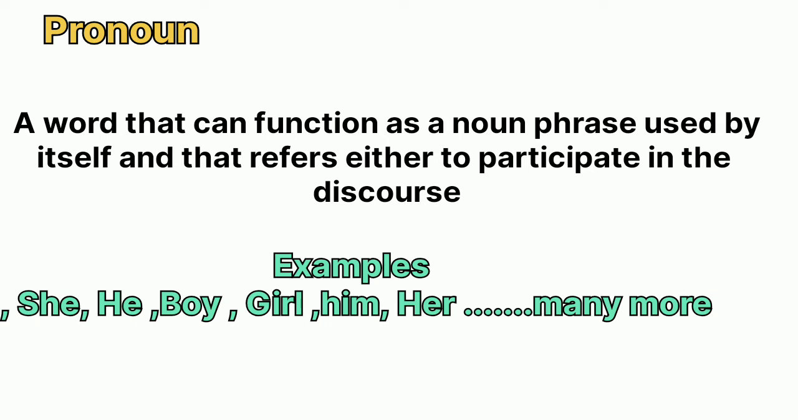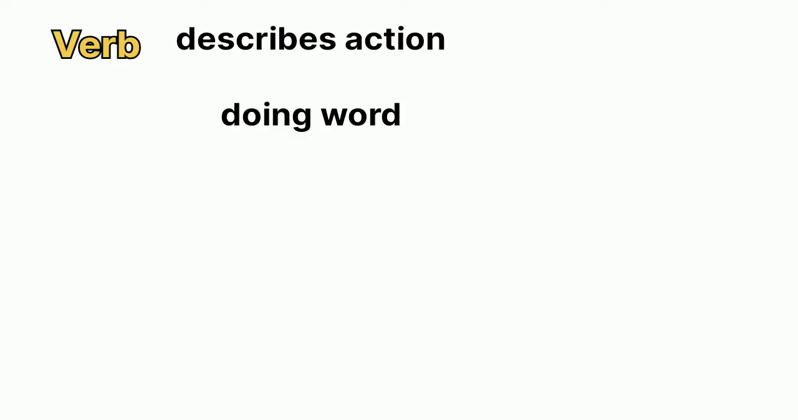Now we are going to the verb. What is the verb? A verb, I could say, is a doing word. A verb is a doing word. When I was in grade 4, I was taught that a verb is a doing word. But I'm going to teach you on my own terms. A verb describes action. It describes what the person is doing.